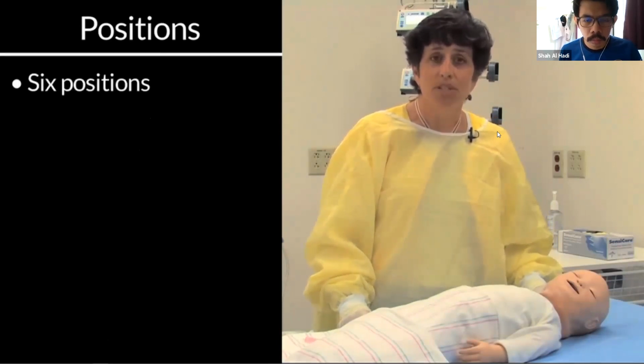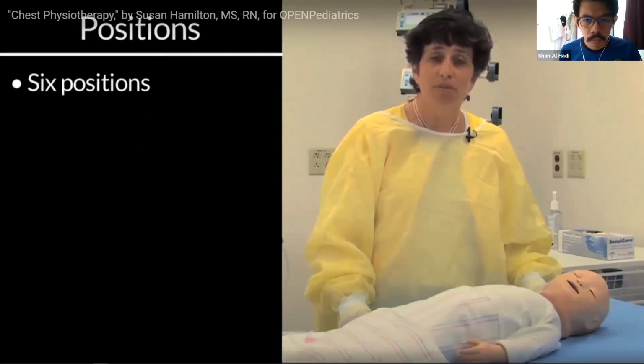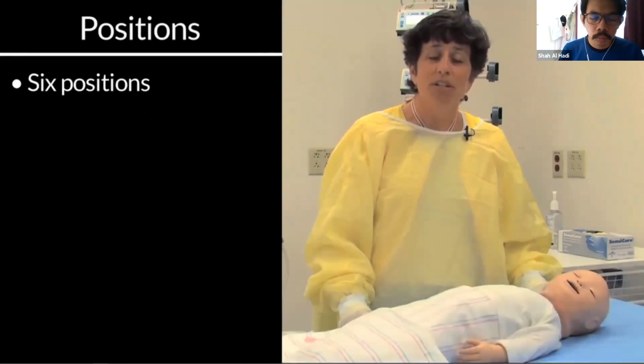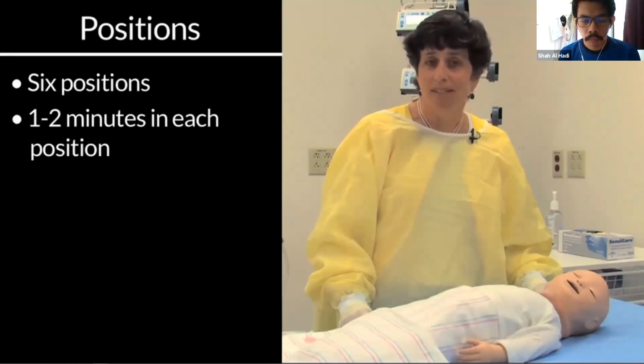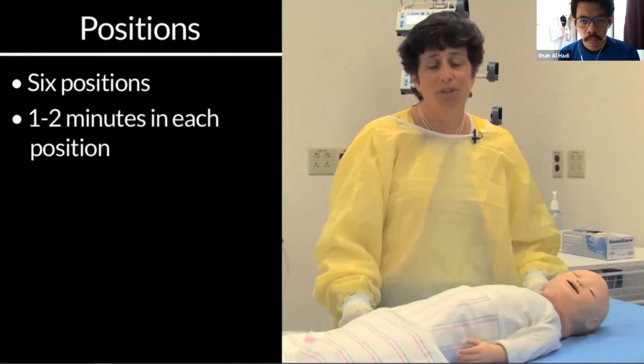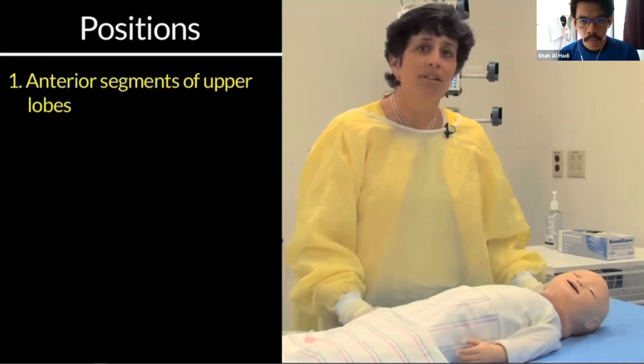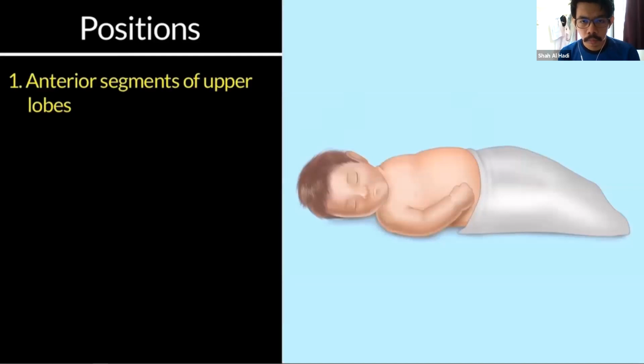I'm going to do 6 different positions on the patient. As I mentioned before, you would normally go for 1 to 2 minutes in each position. For the sake of this video, I'm not going to do the full 1 to 2 minutes, but that would be expected of what you would do. I'm going to start with the anterior segments of the upper lobes. The patient should start out supine in a flat position, and I'm going to start with percussing between the nipple line and the clavicle line, first on the right for 1 to 2 minutes, and then on the left for 1 to 2 minutes.